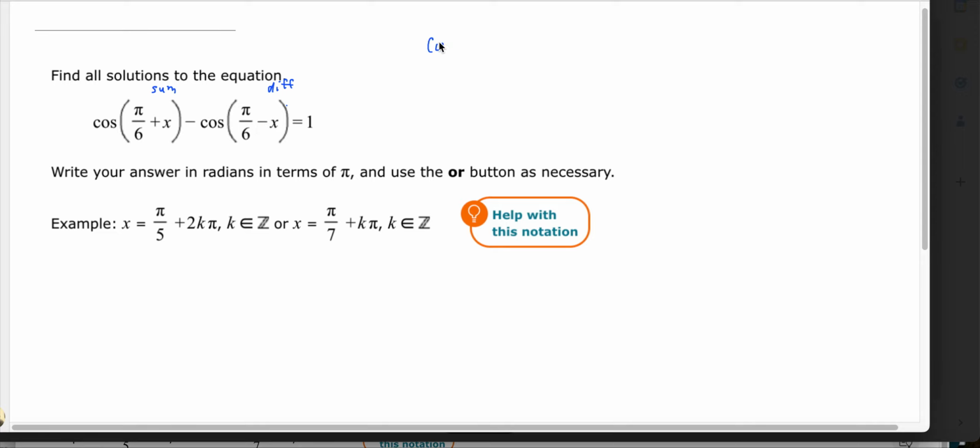So the cosine sum is, cosine A plus B is the same as cosine A cosine B minus sine A sine B. Oops, sine A sine B. And then cosine A minus B is cosine A cosine B plus sine A sine B. So in our example, pi over 6 is A and x is B.